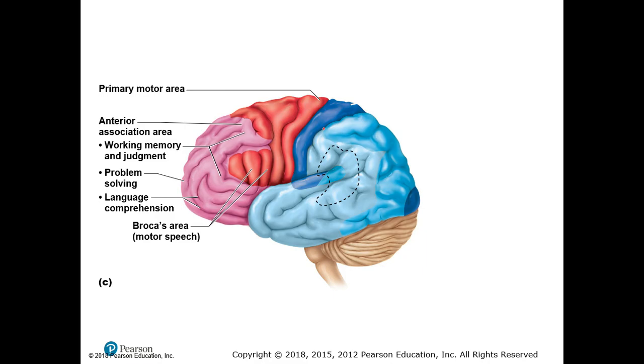If we were to look at our brain and our frontal region, again, primary motor area is located up in this region. Our anterior association area, which has the following functions: working memory, judgment, problem solving, and language comprehension, is located right here in the front, hence anterior. And then our Broca's area is located around here for our motor speech.